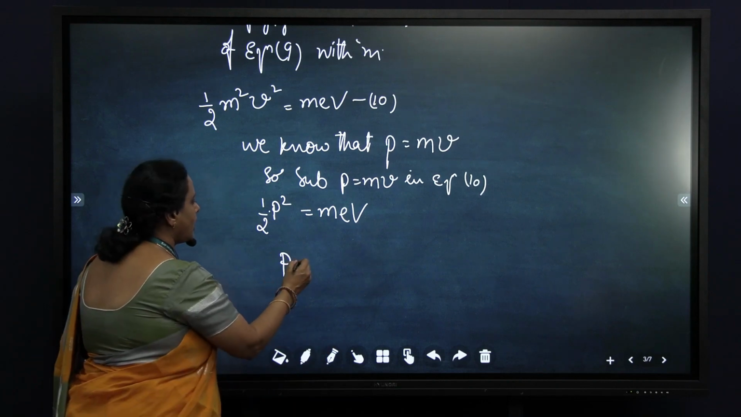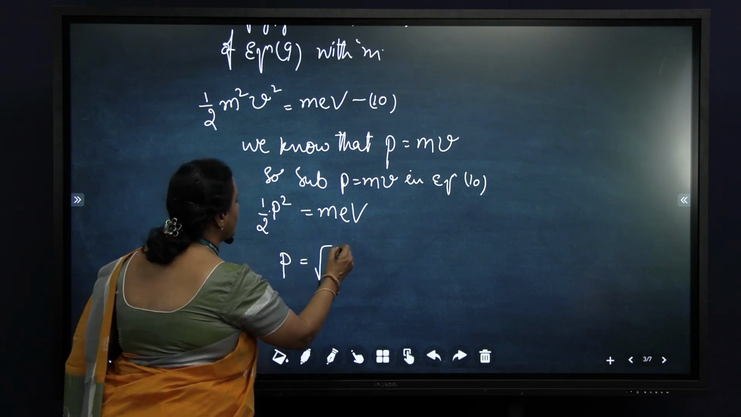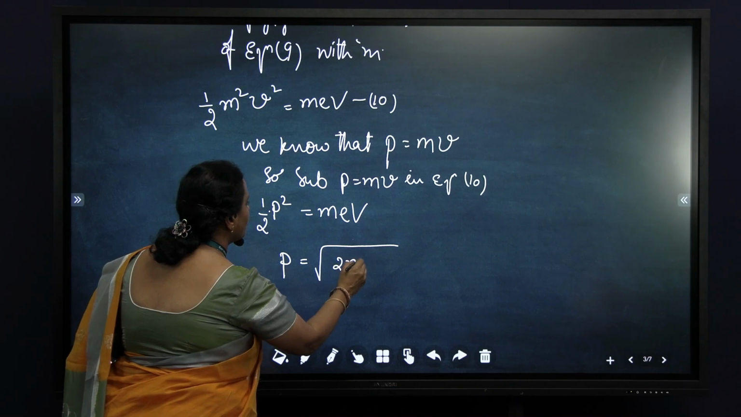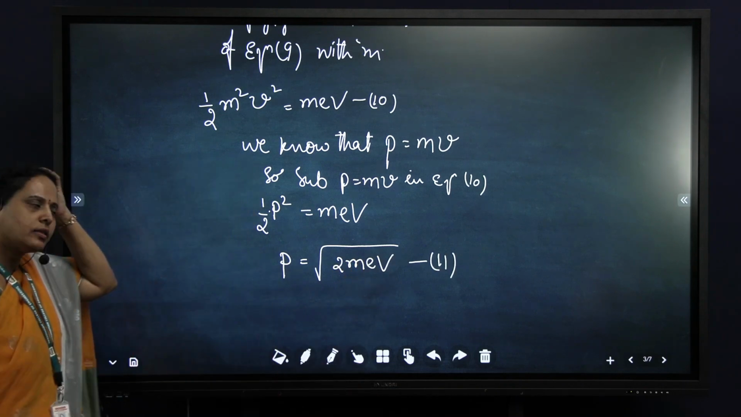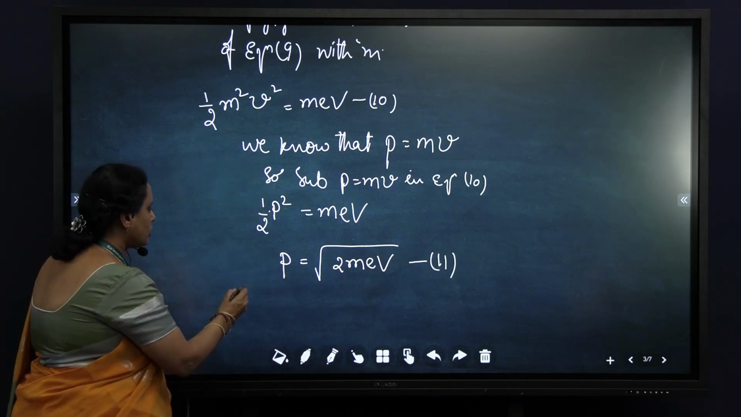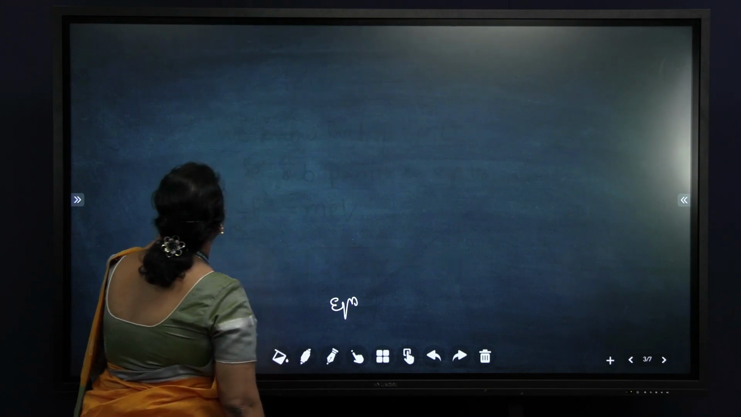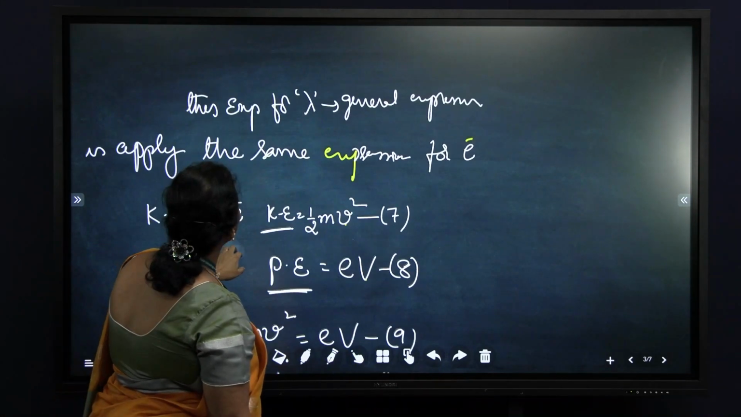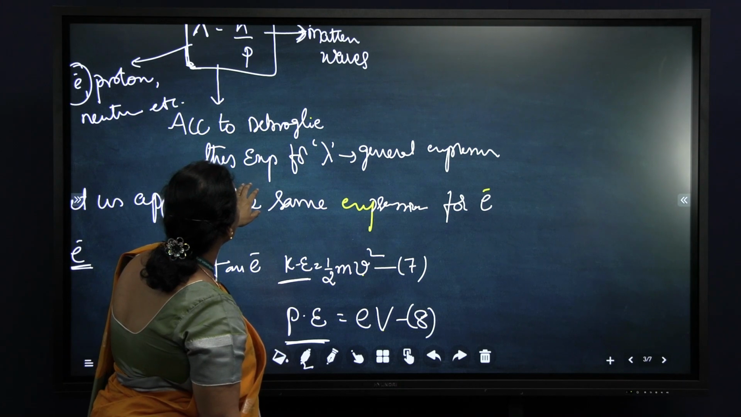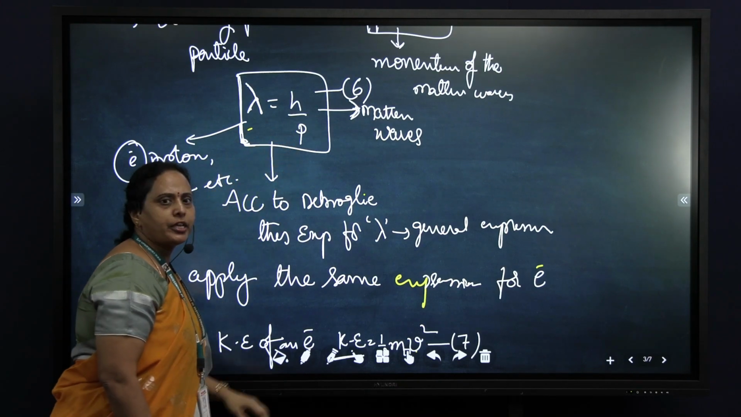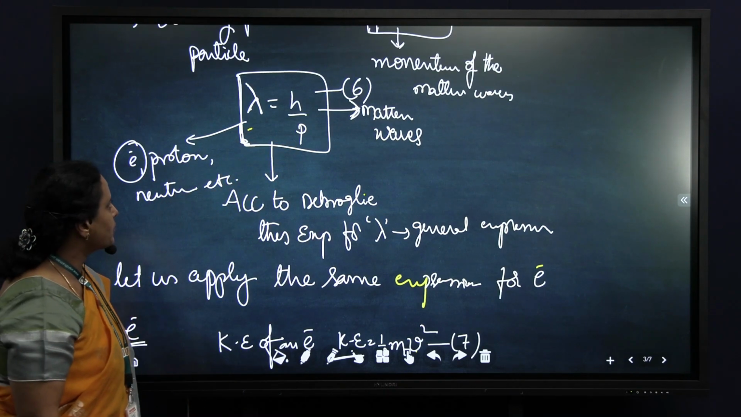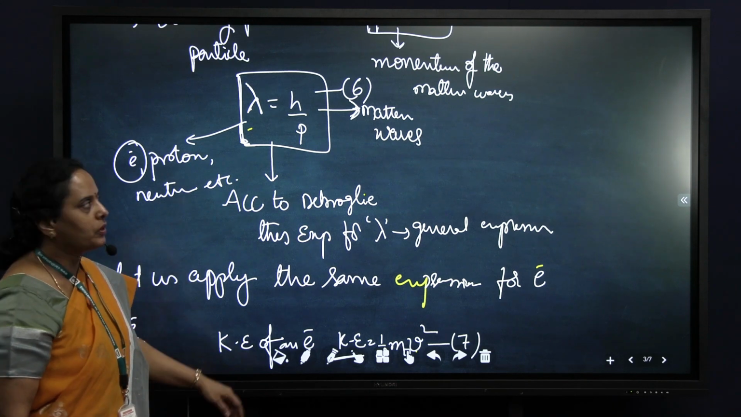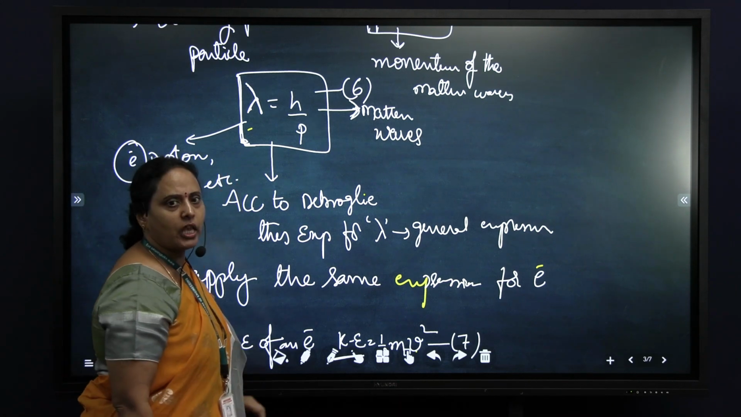Or else the same can be expressed as p equals under root 2meV. Make it expression number 11. Now substituting 11. So the general expression, let me consider the general expression, that is lambda equals h by p. We have already derived an expression for lambda, which is a completely general one according to de Broglie. So this is equation 6.